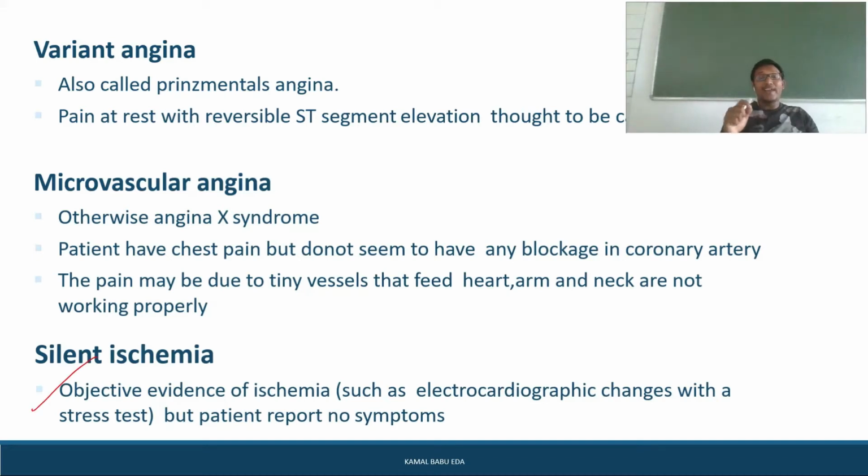And we have silent ischemia. Only with proper evidence can we say the patient has silent ischemia. Whenever we do the electrocardiograph, you will see changes with the stress test, but the patient is not reporting any symptoms. Whenever we go for proper investigations or tests, they can find this silent ischemia. These are some of the types present in angina pectoris.